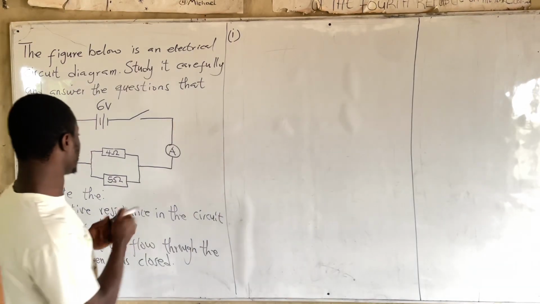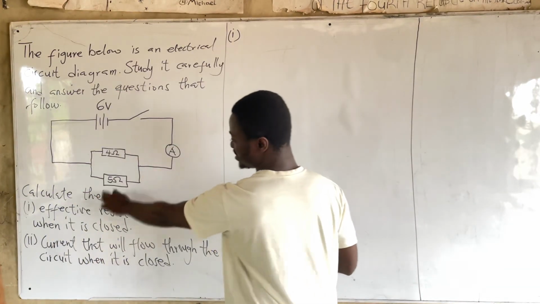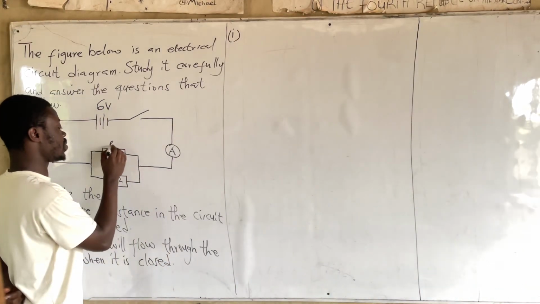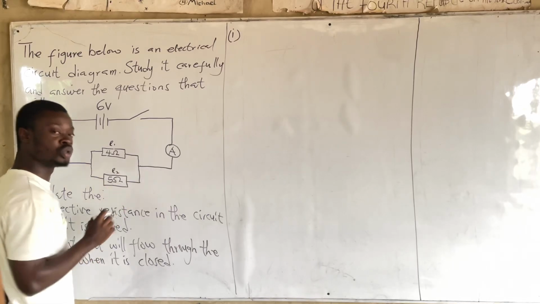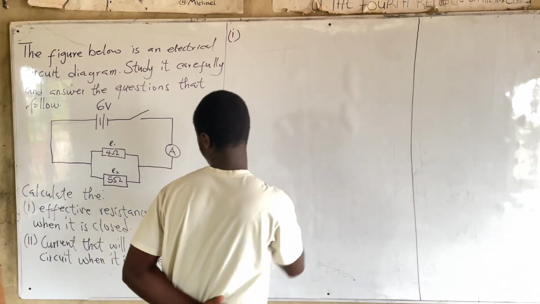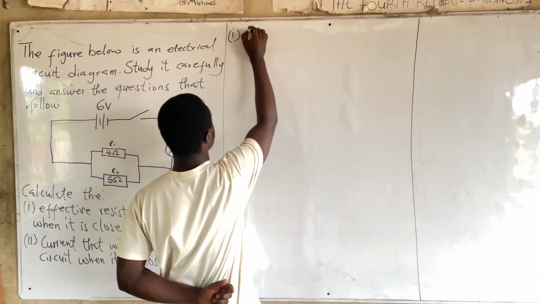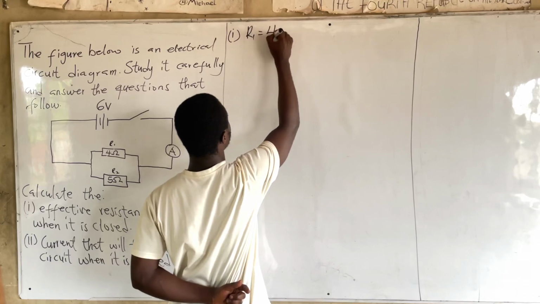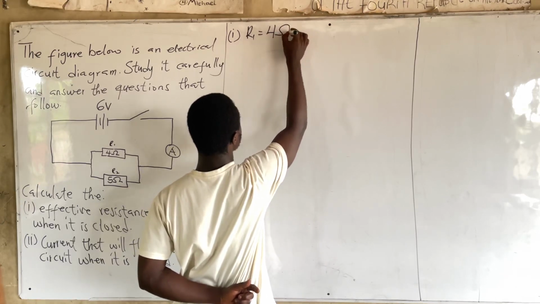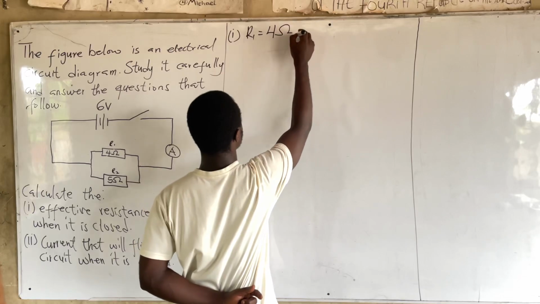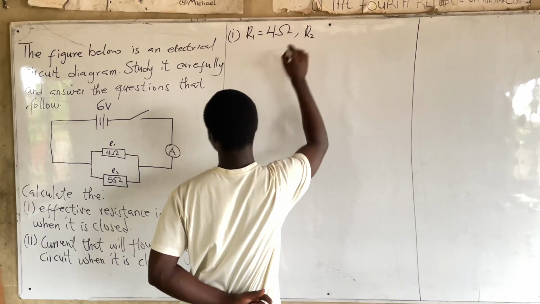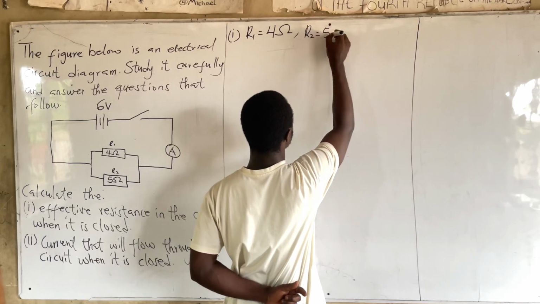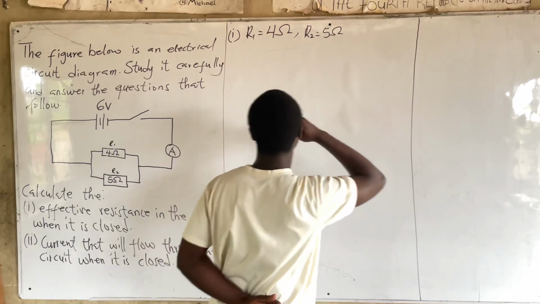Okay, so effective resistance of the resistors here. Let's say this one is resistor 1, this one is resistor 2. So let's calculate the effective resistance. Resistor 1, that is R1, is 4 ohms, and the symbol is something like this. And then resistor 2, this one is 5 ohms. So resistor 2 is 5 ohms.